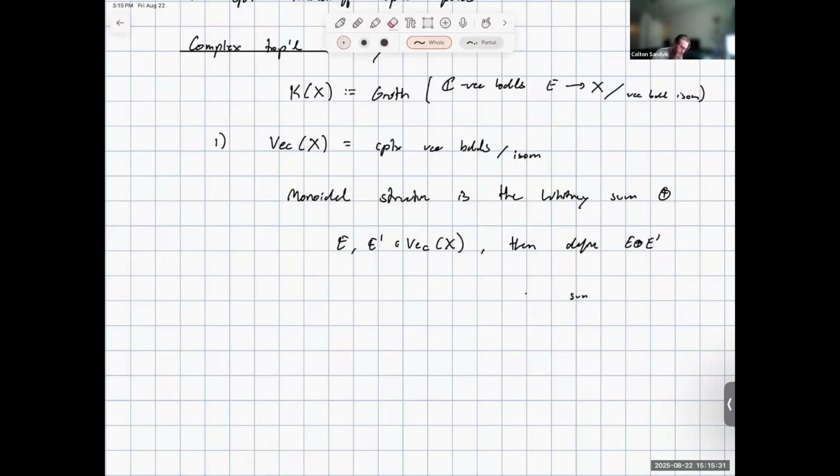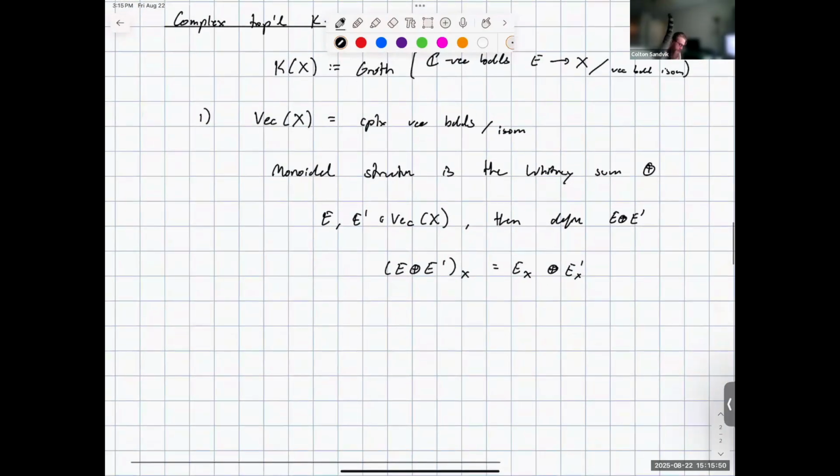So fibers, maybe just write E direct sum E prime, X. This is going to look like EX direct sum E prime. Nothing too interesting, or nothing that you probably haven't seen before. And in fact, from a monoid, we can then take its Grothendieck group.